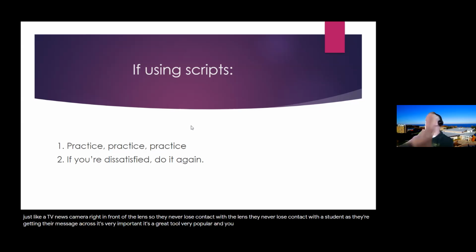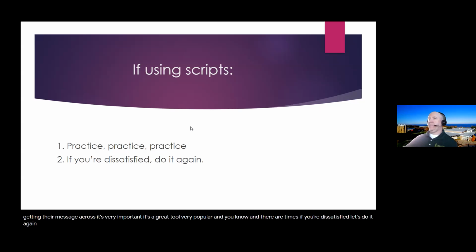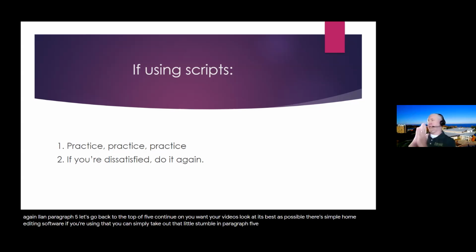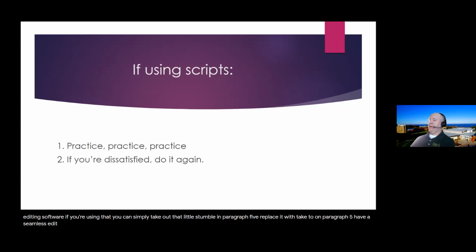And there are times, if you're dissatisfied, let's do it again. You stumble on paragraph 5. Let's go back to the top of 5, continue on. You want your videos looking as best as possible. There's simple home editing software. If you're using that, you can simply take out that little stumble in paragraph 5, replace it with take 2 on paragraph 5, have a seamless edit, and the quality will be there. The quality will be very high for yourself.